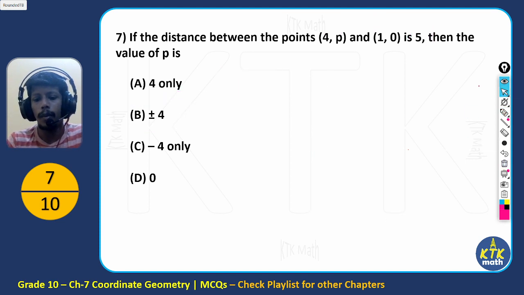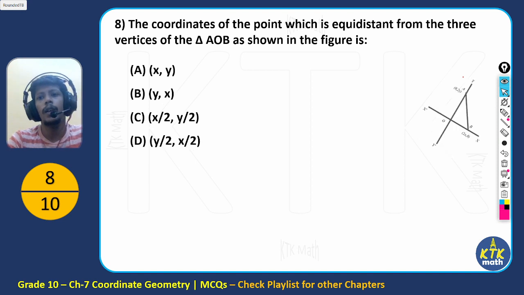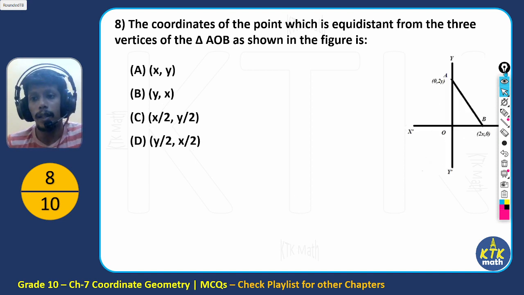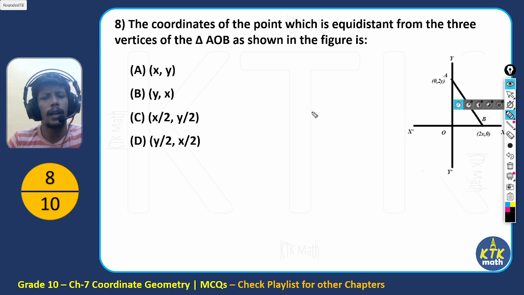Next question, question number 8. The coordinates of the point which is equidistant from 3 vertices given in the figure. So we have some diagram over there. So what they are asking is, there is a point which is equidistant from 3 points which are given in the question, like O, A, B, as shown in the figure. What point is that they are asking? Okay, very easy one, I'll tell you.